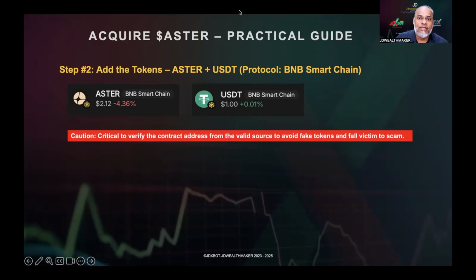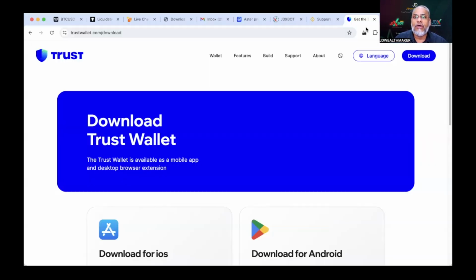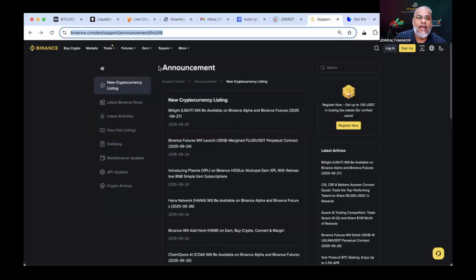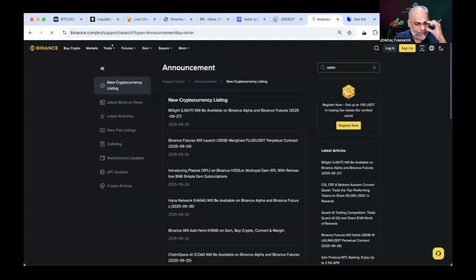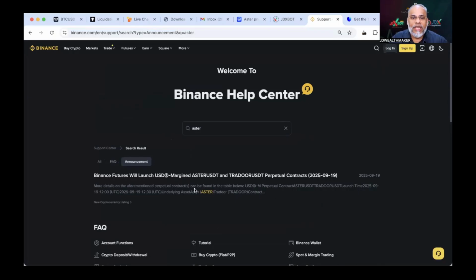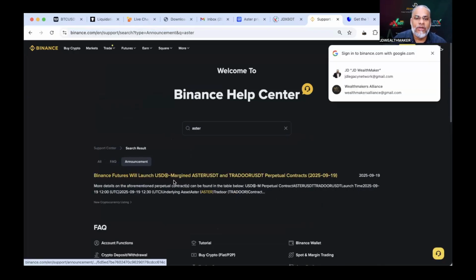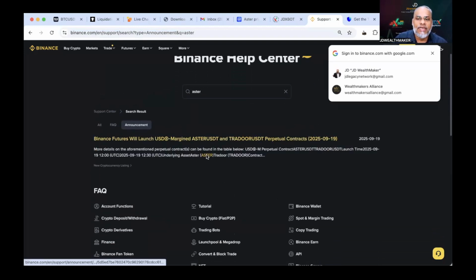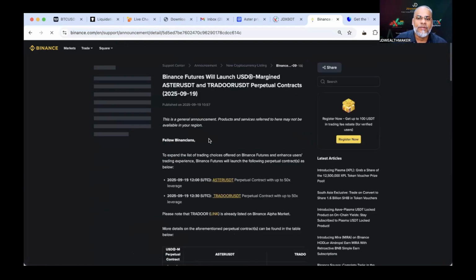So what you can do to verify is go to Binance. Binance has an announcement page, and in the announcement page, can you see new crypto listing? So what I normally do is search, let's say, ASTER. Now you can see Binance Futures will launch ASTER. So now I have ASTER here. I just want to click this, and it brings me here.